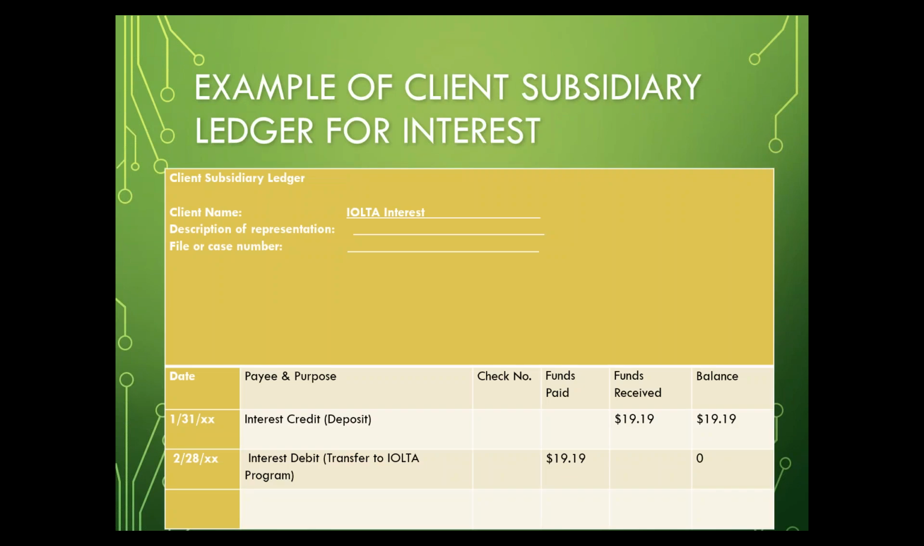Here's just a quick example. We won't spend much time on this, on what a ledger that's maintained to track interest might look like. You see the date, purpose, the amount, and the running balance. And if you were to maintain a ledger for the funds that the lawyer has in the account to offset bank charges, it would look very much the same, except that the title would obviously be different.